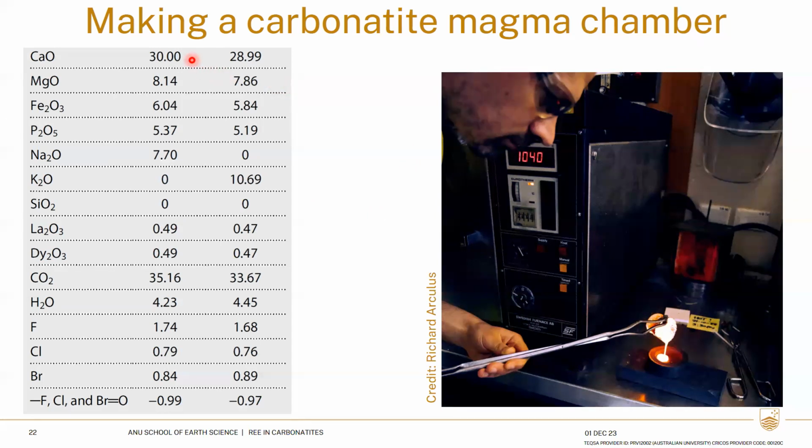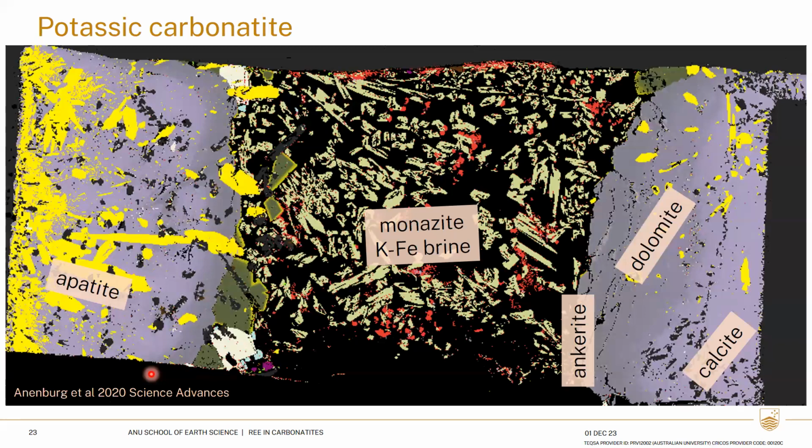I made a composition with calcium, magnesium, iron, phosphate, sodium, potassium, rare earth elements. Obviously, it's a carbonatite, heaps of CO2, water, fluorine, chlorine, a bit of bromine, because it's an experimental trick to make things bigger and prettier. And I put that in a capsule, take it to 1200 or something degrees, and cool it down slowly over 4 or 5 days.